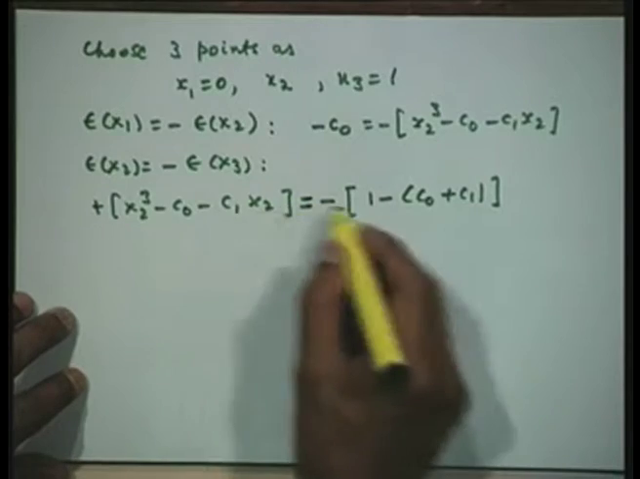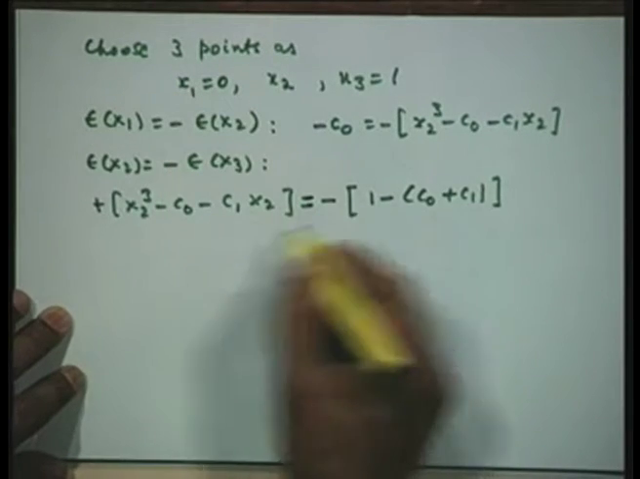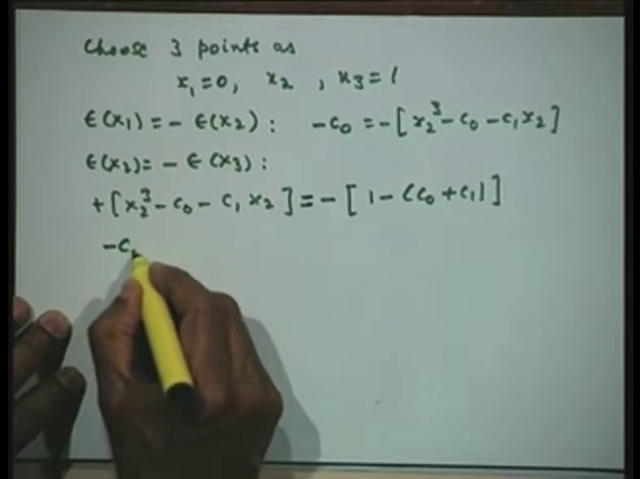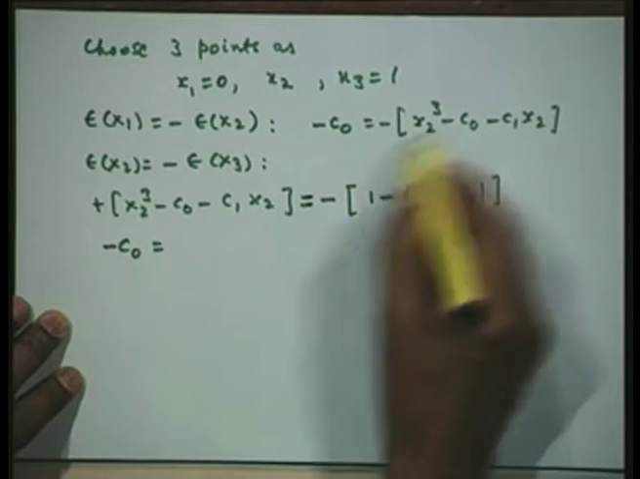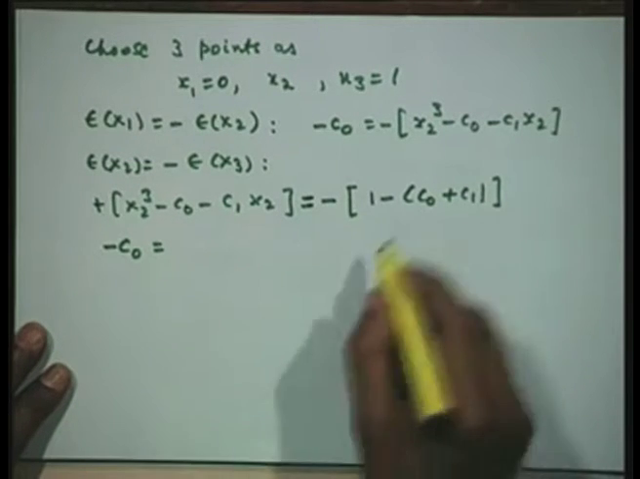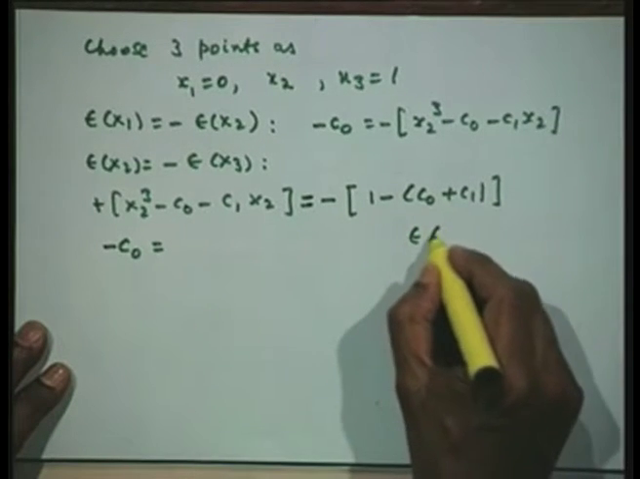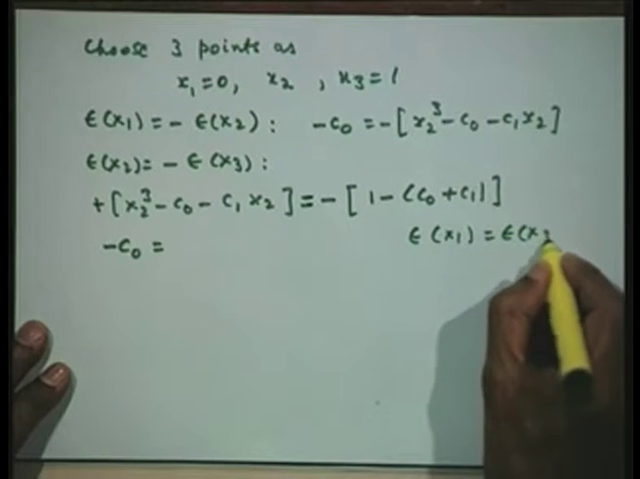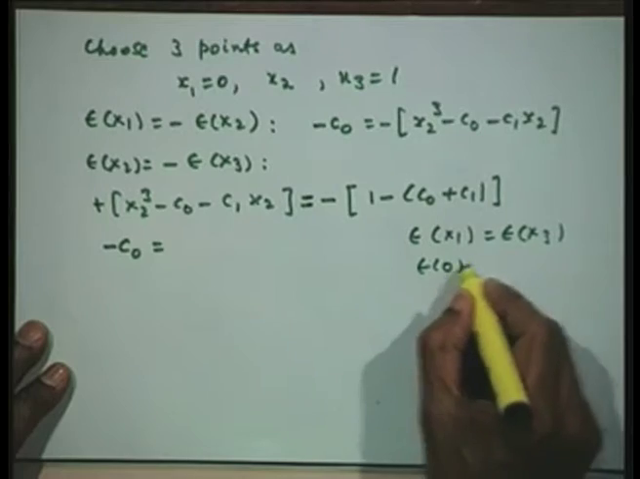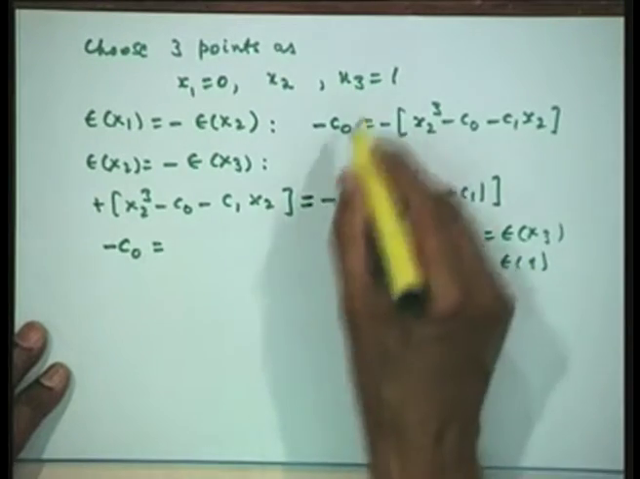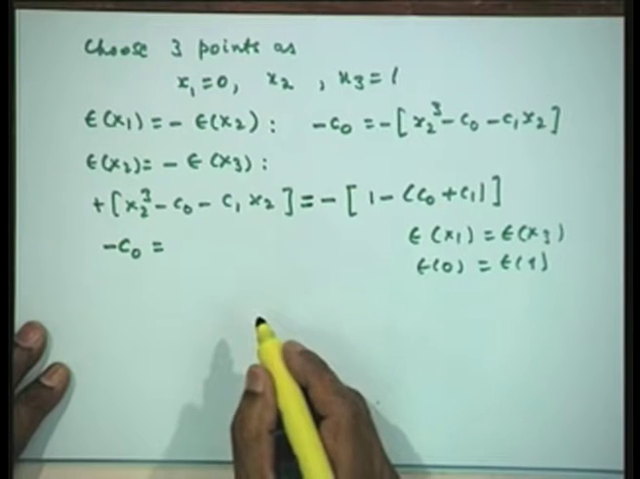Add these two first and then solve it, and then write the third equation afterwards. So, I add these two. I will therefore have minus c naught. Now, I am adding these two. So, these two have cancelled. So, we are looking at writing the third equation as epsilon x 1 is equal to epsilon x 3, that is epsilon at 0 is equal to epsilon at 1. So, that is what we mean by adding these two equations.